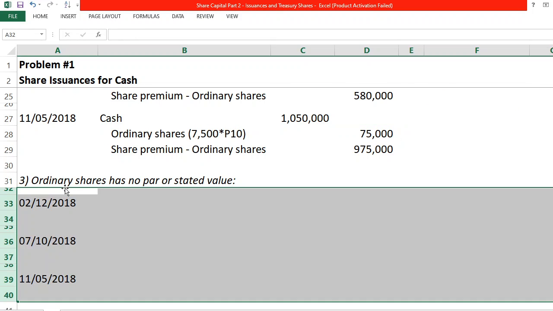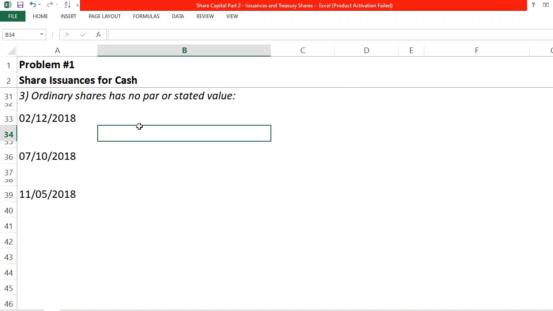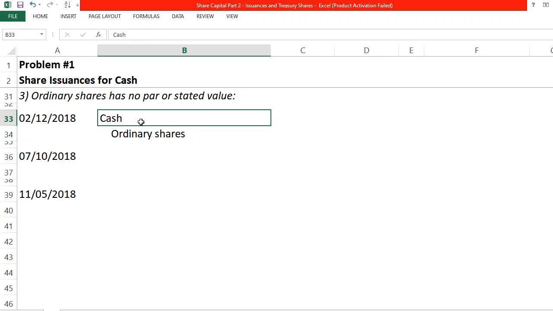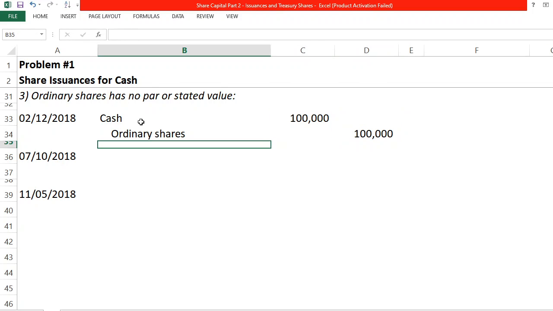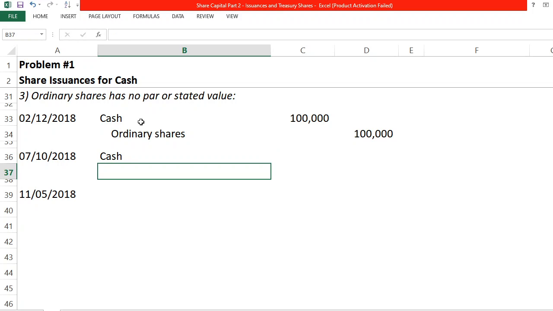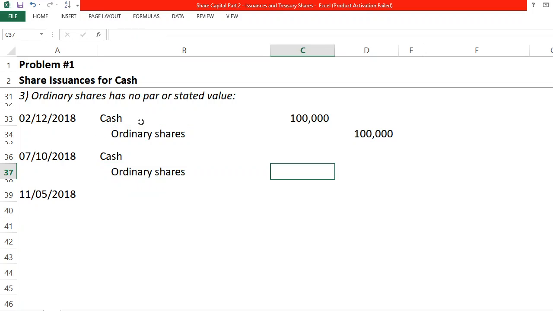Now, how about assumption number 3? Walang par, wala pang stated value. So, wala ka ng option kundi i-credit lahat sa ordinary shares. Walang share premium. Kasi wala tayong magiging basis kung saan i-record si share premium. Okay? The same goes with this transaction on July 10. 630,000 ang nadawat.